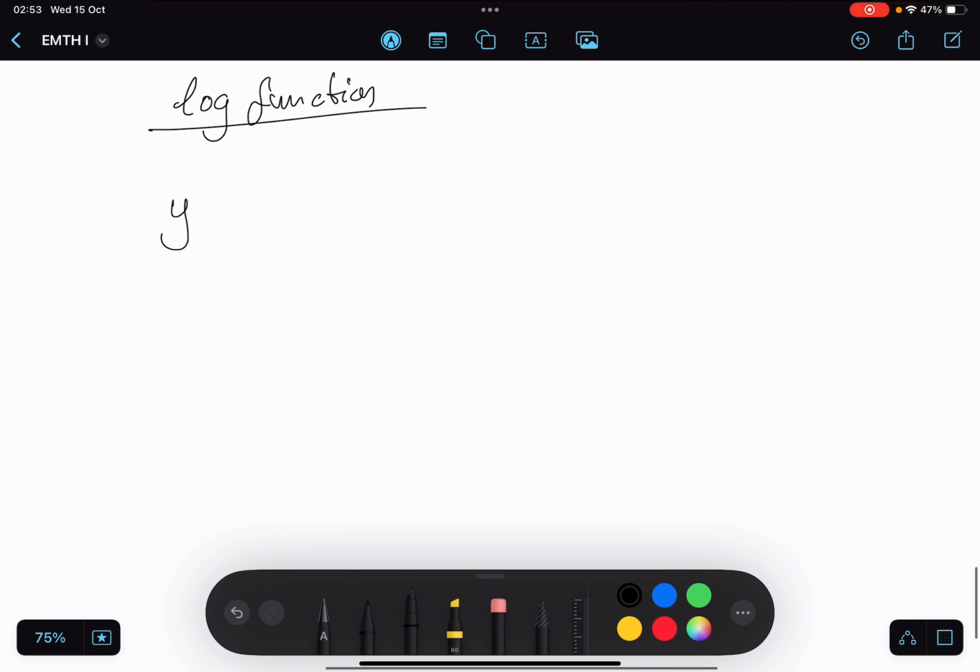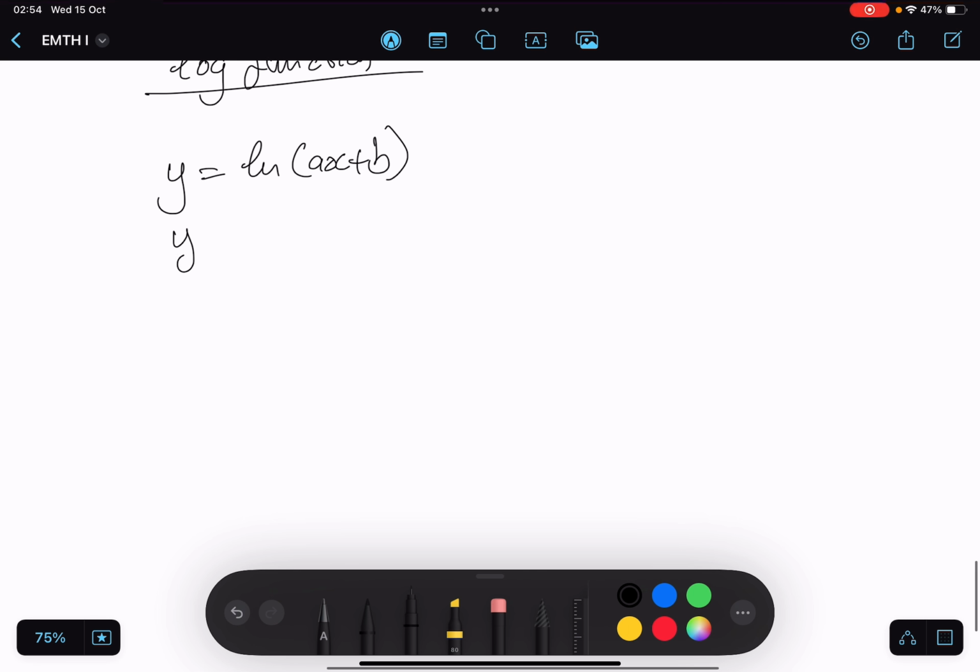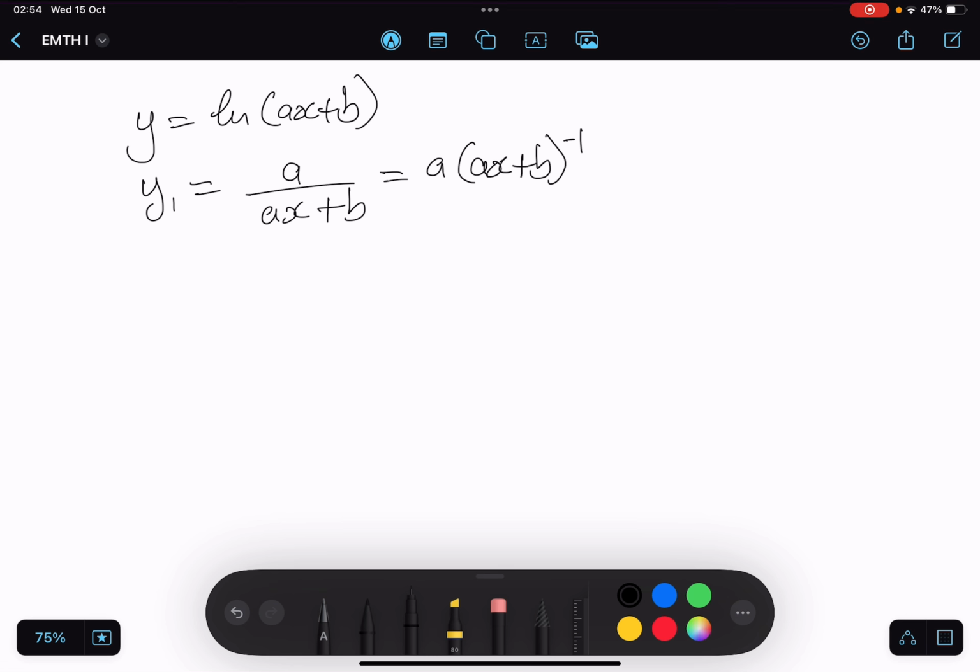So if you have y is equal to ln(ax + b), we are given the general form of the logarithmic function. So y1, which is the first derivative, is going to be what? The first derivative of what is inside, which is a, over the function inside, which is ax + b, right? And then we can rewrite this as (ax + b) to the power -1, right? If you bring the denominator to the numerator, the power is going to be -1.